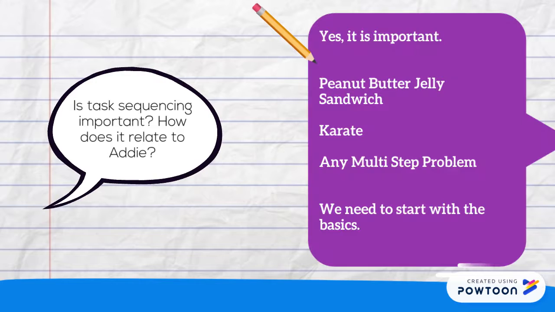The example of the peanut butter and jelly sandwich preparation is key. If we do not have all of the necessary ingredients, we will not succeed at making the sandwich. As well as if we are studying karate, if we miss the basics, we will not be able to progress to become a black belt.